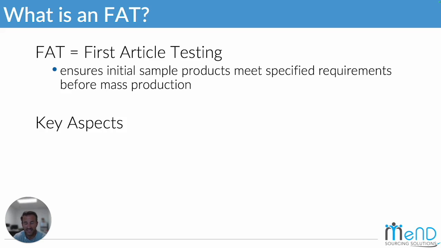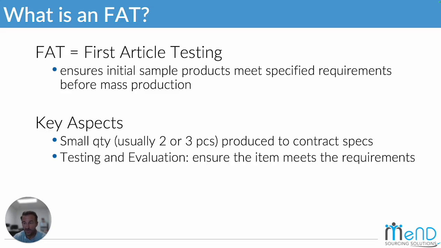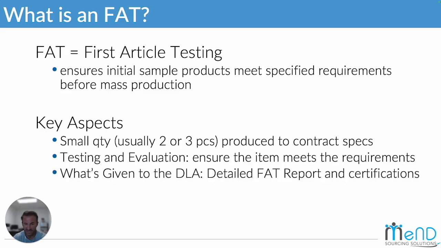Key aspects here: when you are going to be submitting an FAT, they're requesting a small quantity. Usually it's about 2 or 3 pieces. Sometimes I've seen 5, sometimes I've seen as little as 1. But the government is requesting that you provide them a specific sample quantity that meets the contract specs. What they'll do then is they'll test and evaluate those samples to make sure that those items meet the requirements of the contract. From there, let me take a step back.